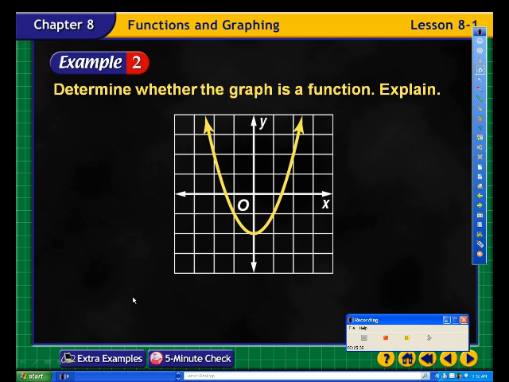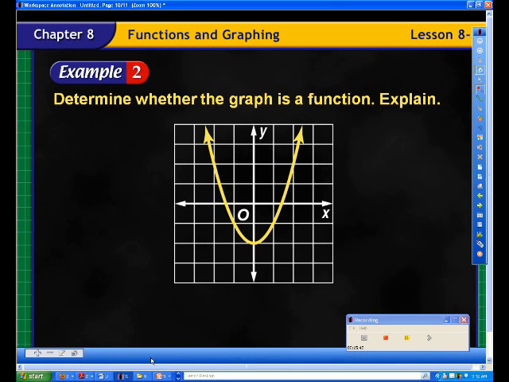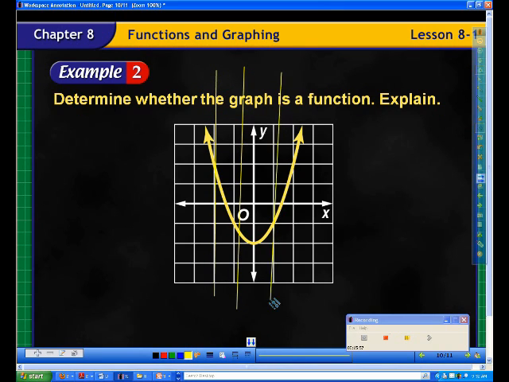So now we're going to take a look at one that actually has a graph, and you're determining whether or not it's a function. So I'm going to use the vertical line test, where I'm going to draw a straight line vertically through the graph, and let's see if it passes the vertical line test.